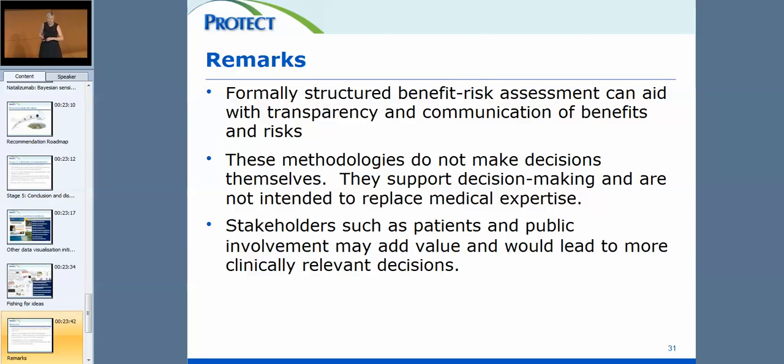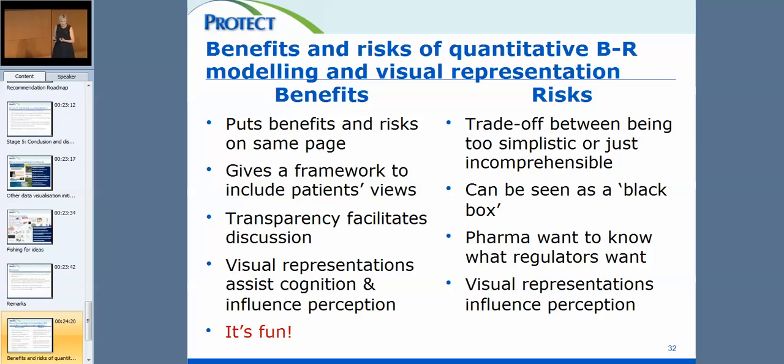We're great at collecting the data, we understand that, but it's actually those weights that really drive whether you should be using these things. So it puts benefits and risks on the same page, it gives a framework. I think I've said transparency facilitates discussion. The visual representations are absolutely key to this. But I keep being asked by regulators and others about trade-offs between being too simplistic or being incomprehensible. It can be seen as a black box, which is a real shame.